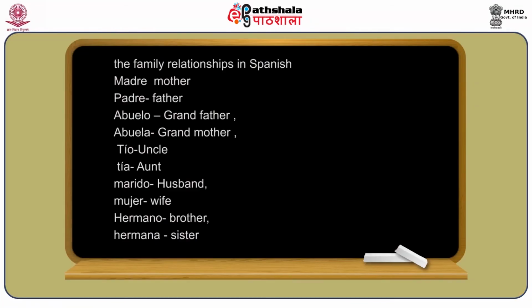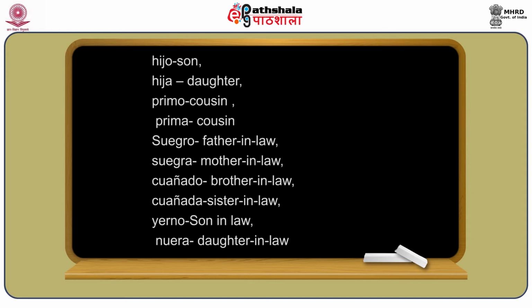So mother is madre, father is padre, grandfather is abuelo, grandmother is abuela, uncle is tío, aunt is tía, husband is marido, wife is mujer, brother is hermano, sister is hermana, son is hijo, daughter is hija, cousin is primo. If the cousin is female, that is prima.